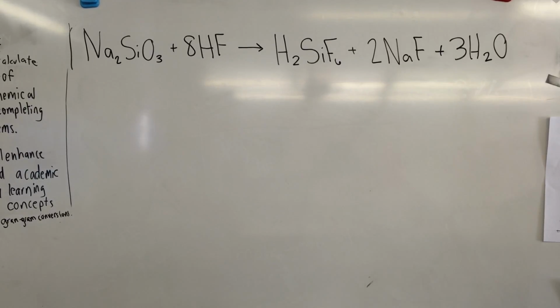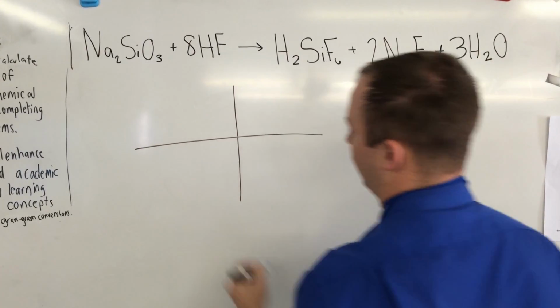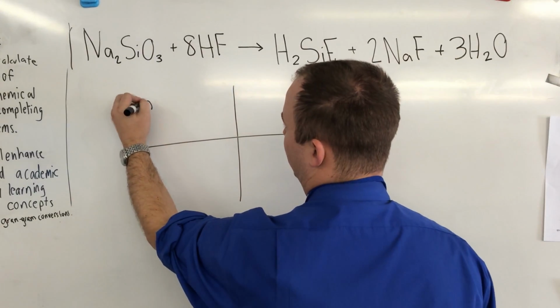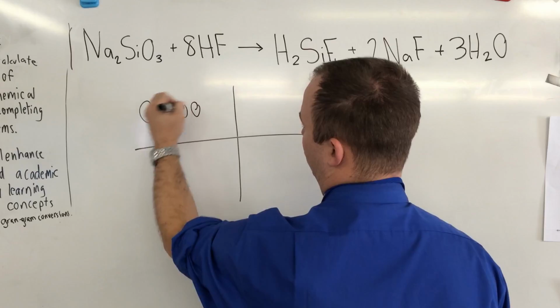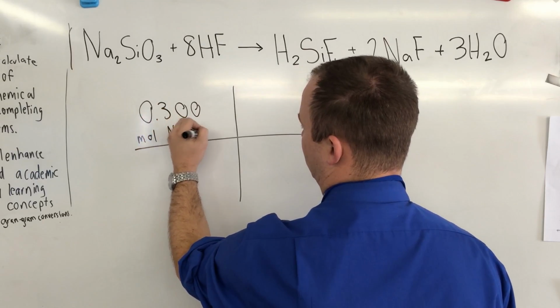So if you look at your flow chart, we're going from the 0.3 moles of sodium silicate to the moles of hydrofluoric acid. On your flow chart, there's only one stop. You start at moles of A, which is the sodium silicate, and you're going to stop at moles of hydrofluoric acid. So when you do that, you only need one T-chart. And then you put whatever you're given in the top left corner. So you're given 0.300 moles of sodium silicate.